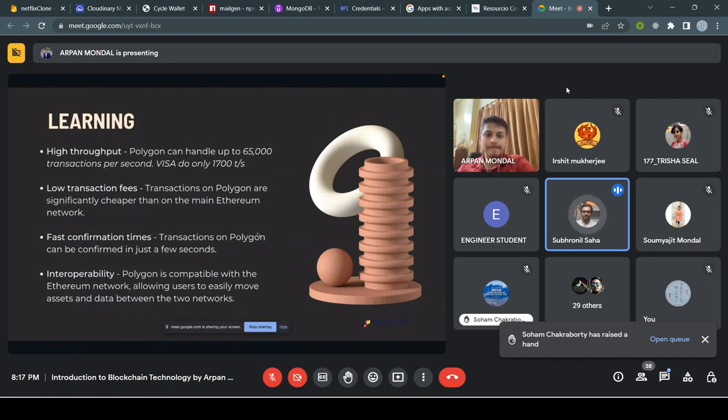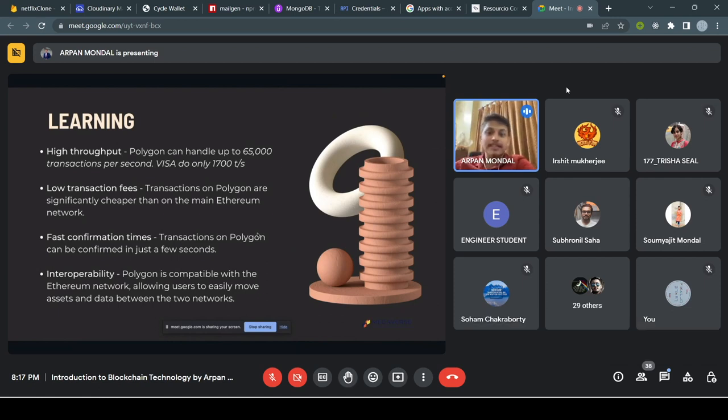High throughput. Polygon can handle up to 65,000 transactions per second. Visa does only 17,000 transactions per second. Now you can see a significant difference here. Where will blockchain be in 5 years? Just imagine. Right now we are doing 65,000 transactions, and the transaction fee is only like 10 paisa, 20 paisa, right? After 5 years, we're going to do a much larger number of transactions, and the cost of doing a transaction is going to be zero. I will also explain how it is different from UPI.